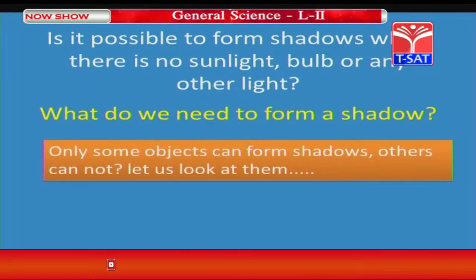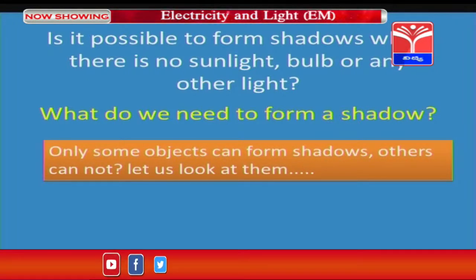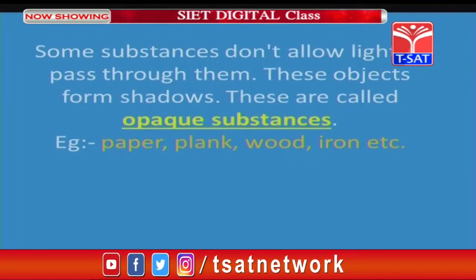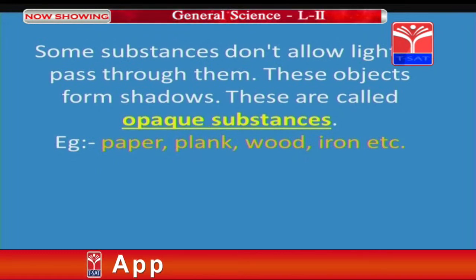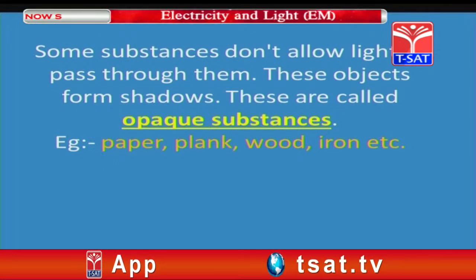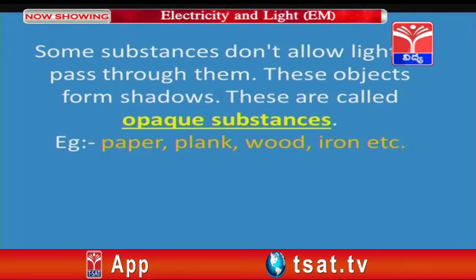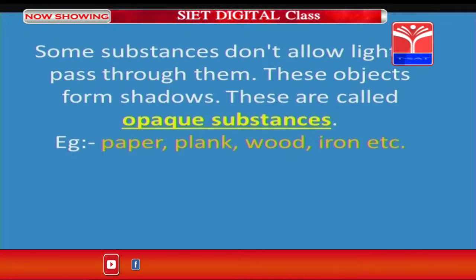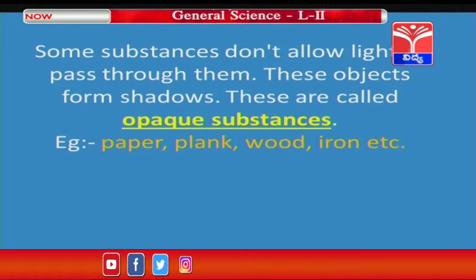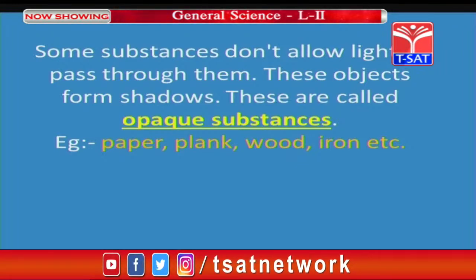Yes, only some objects can form shadows, others cannot. Now let us look at them. Some substances do not allow light to pass through them. These objects form shadows. These are called opaque substances. For example, paper, plank, wood, iron, etc.